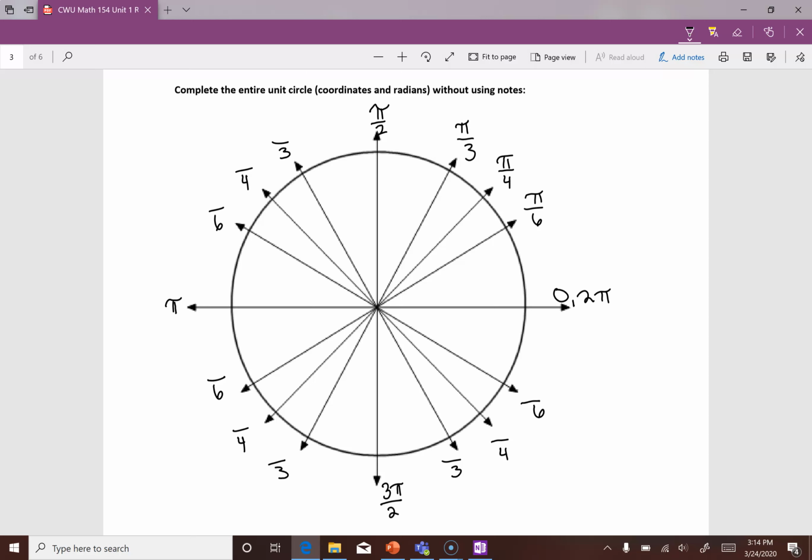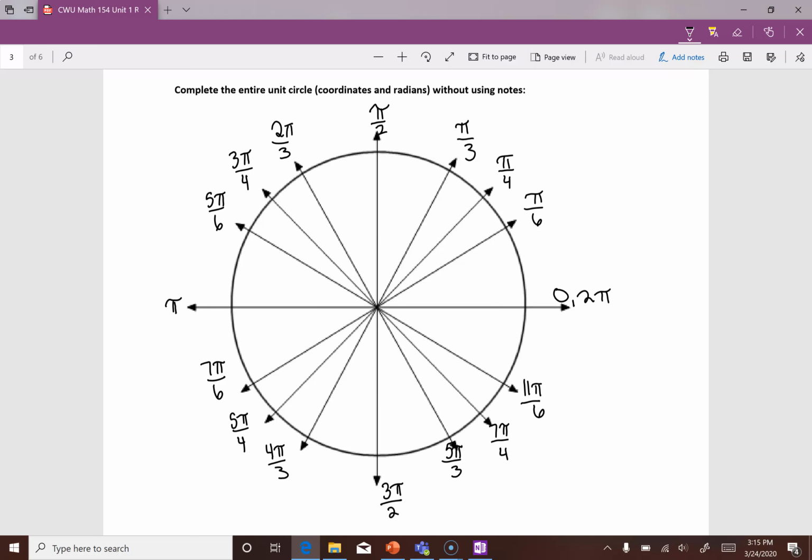Then I'm going to subtract 1 and get a 2 pi over 3, a 3 pi over 4, subtract 1, a 5 pi over 6. Here I'm adding 1, so that's going to give me a 7 pi over 6, a 5 pi over 4, a 4 pi over 3, and here I'm going to give myself a high 5, and I'm going to go to 7, 11. Okay, we have all of our radians done.